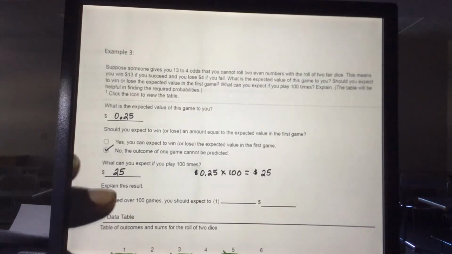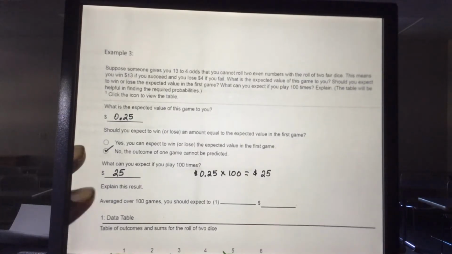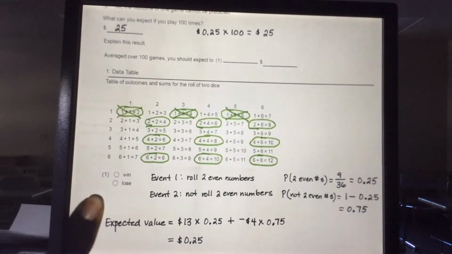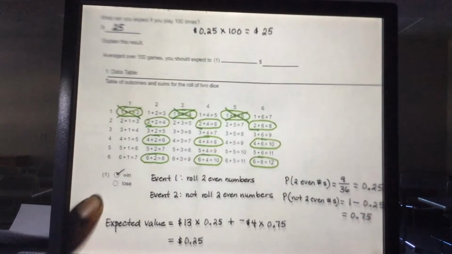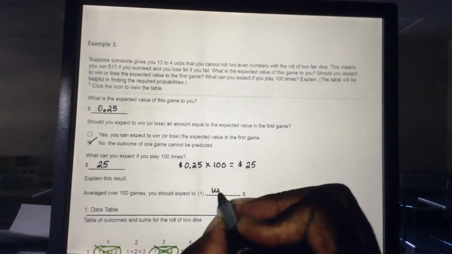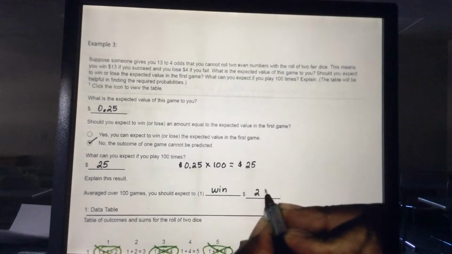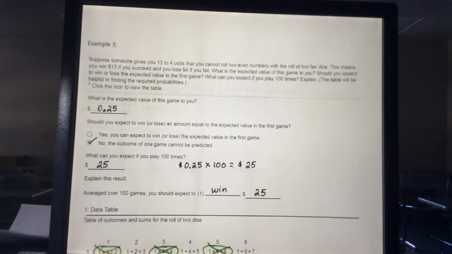So if we play this game 100 times, we can expect to get $25. Not saying that you will, but we can expect that much. And then we can explain that particular result. Average over 100 games, you should expect to either, and this is going to be one of the answer choices here that you have to choose from the drop-down menu, win or lose. We can expect to win that $25. Okay. So that's how we answer that particular problem.